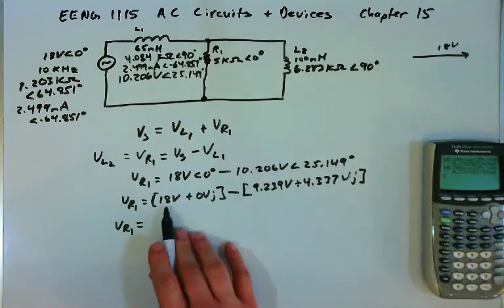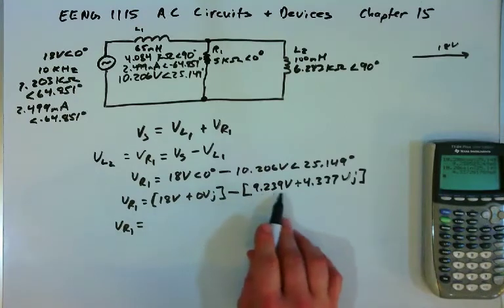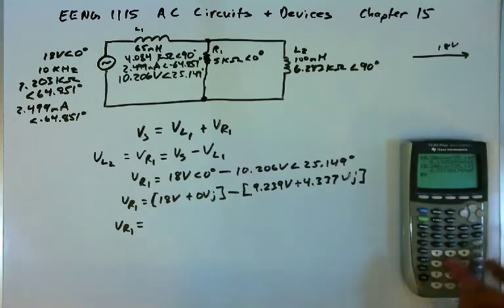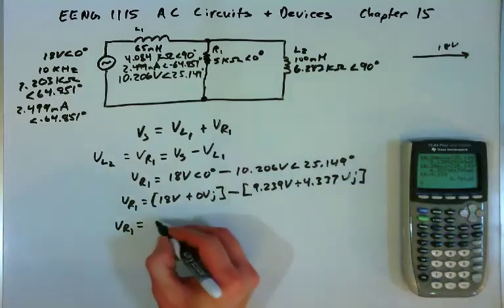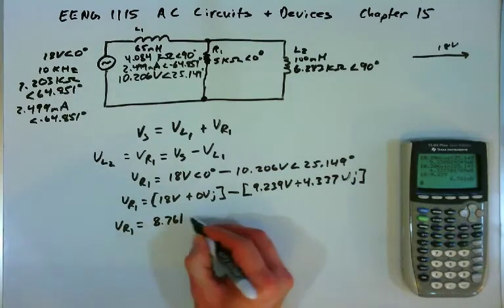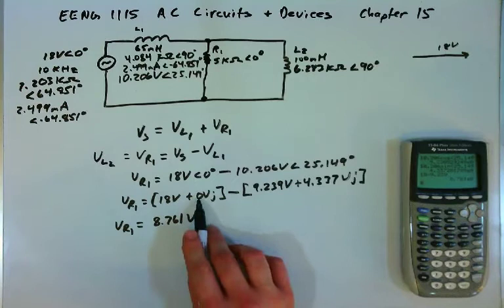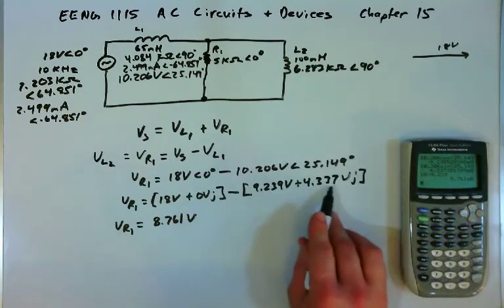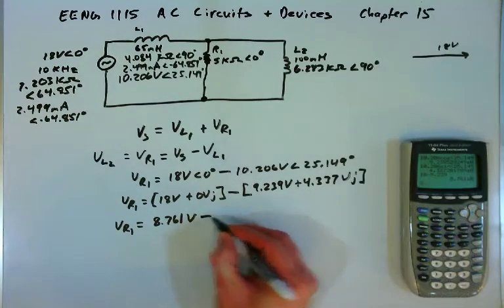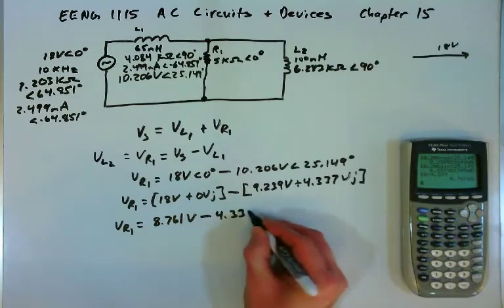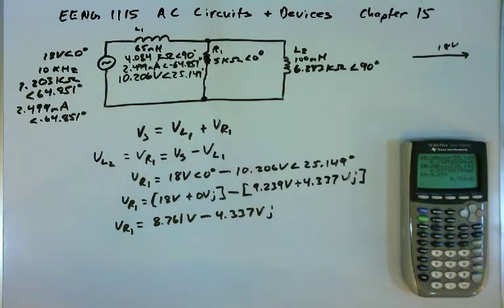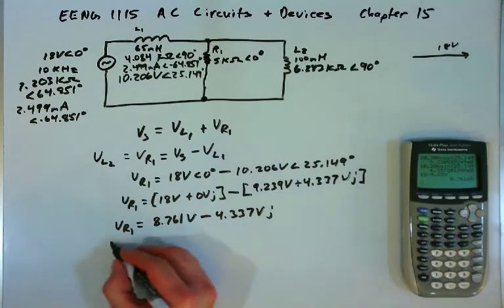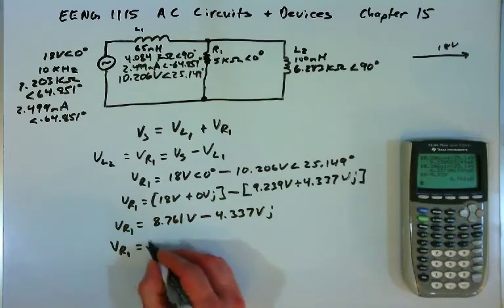VR1 will be 18 minus 9.239, which gives us 8.761 volts. And then we have 0 minus 4.337, and so that's going to be negative 4.337 volts J. And so we'll want to convert this back into a polar form. And so to do that, we apply Pythagorean theorem.